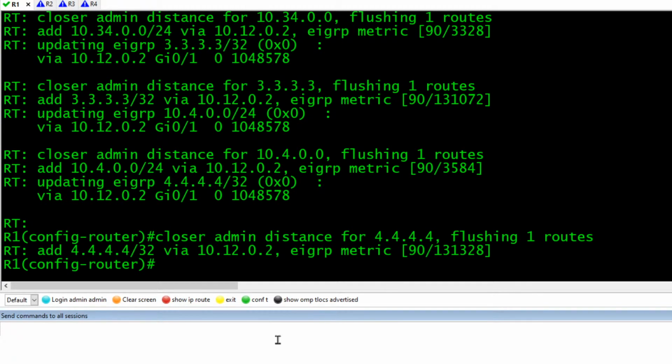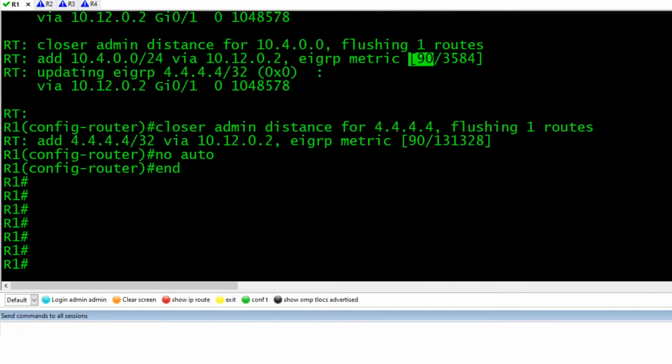because it was at an AD of 110 for OSPF. Now it's at an AD of 90, which is winning. And so that's how routes get chosen to go into the routing table. If there's competing routing protocols, the one with the lowest AD, those routes are going to win. And then I'm going to do a no auto-summary, even though I think it's disabled by default.